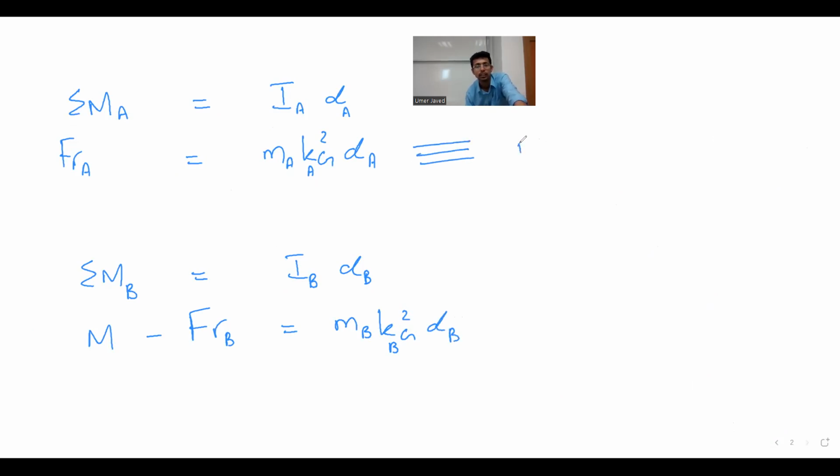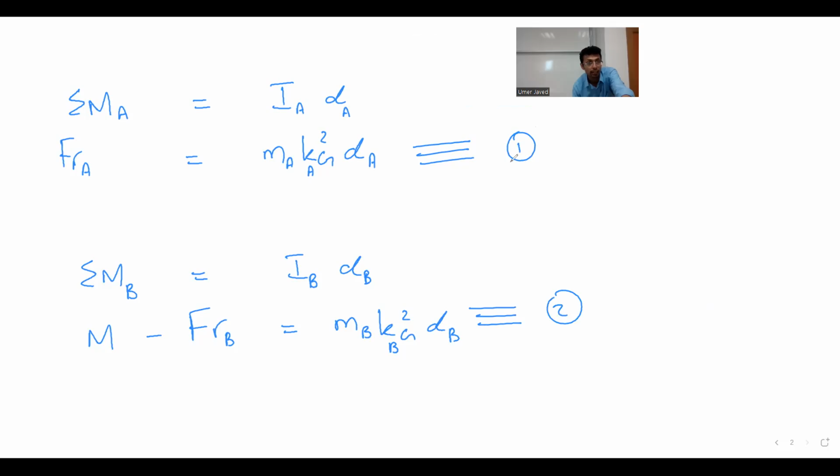One minute. Let's call this equation 1, and let's call this equation 2. I will tell you what the unknowns are. So I am doing this problem again, separately. What are the unknowns? F, then alpha A, and then alpha B.